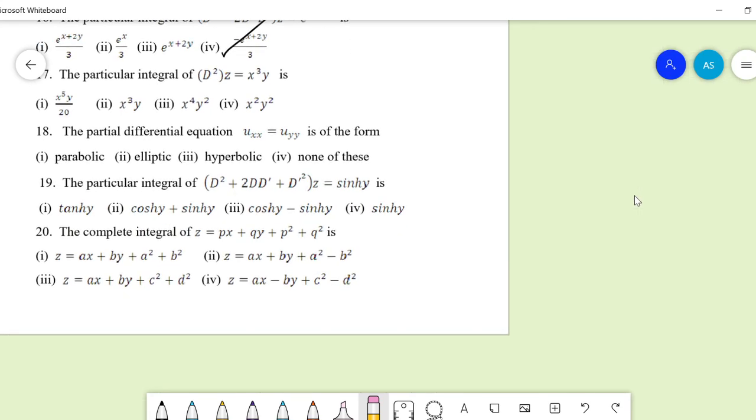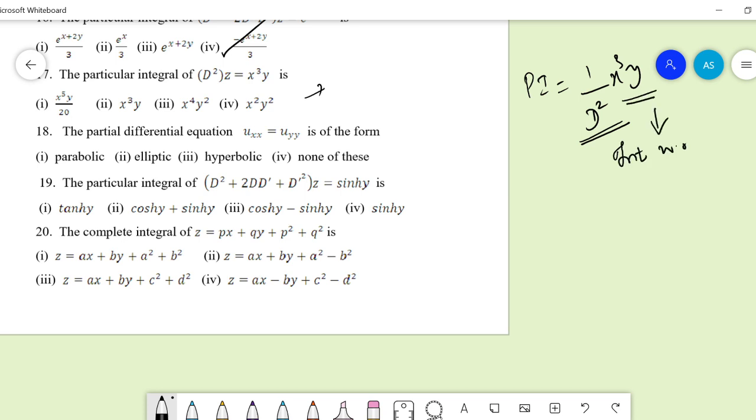The particular integral of D squared z equals x cubed y. This is a simple one, question number 17. Particular integral 1 divided by D squared of x cubed y. Here we have only the D squared term, no other term, so we just integrate this function with respect to x two times, because D always represents x.